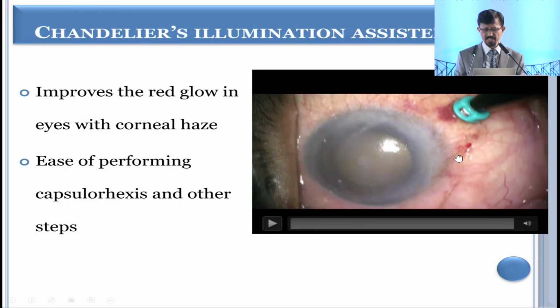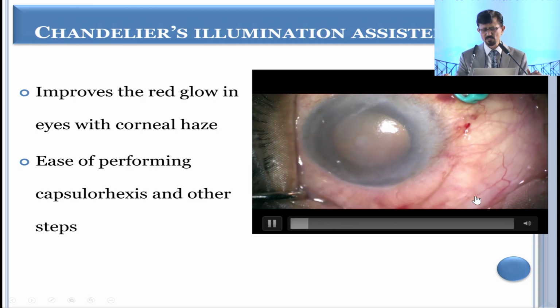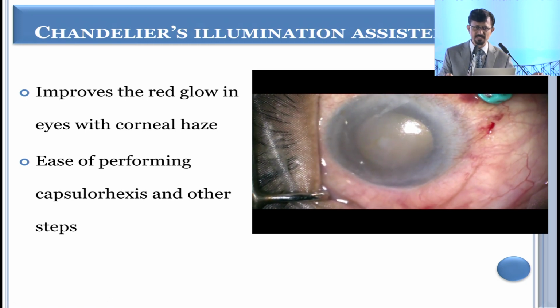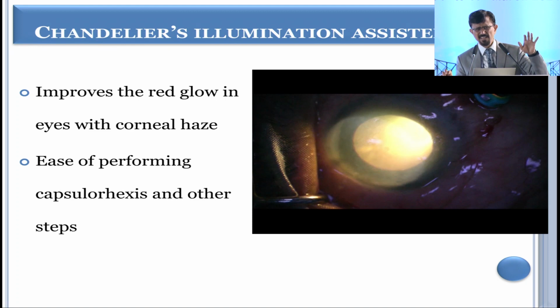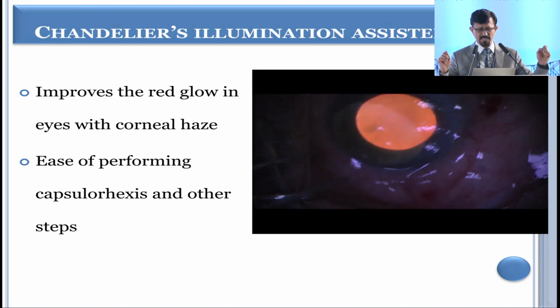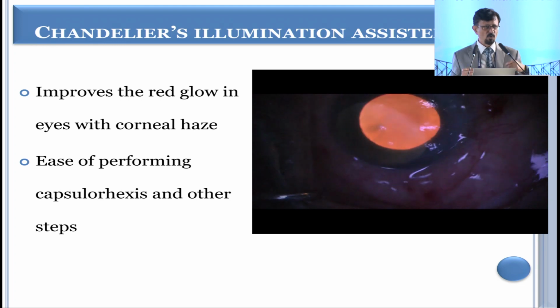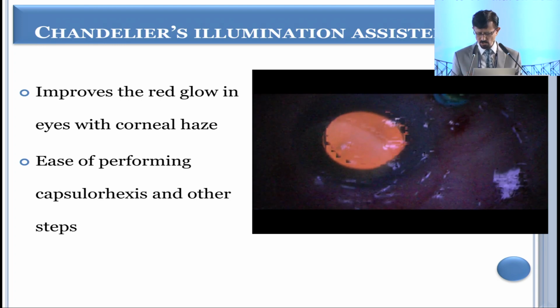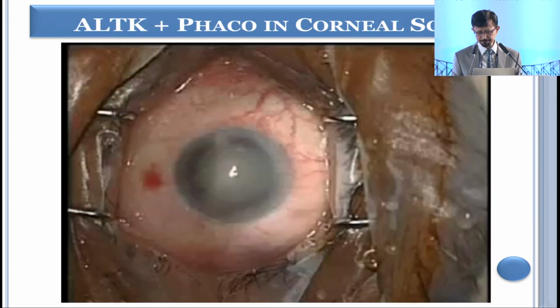Chandelier illumination, again, is a useful tool in cases, not in a leukomatous opacity, but in cases wherein you have a haze or a very bad ocular surface. You put chandelier illumination, you can get a red glow. Go ahead, do a rhexis, do nucleus chopping, and complete the procedure.